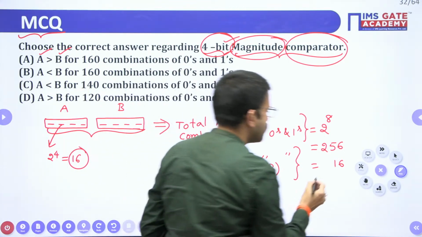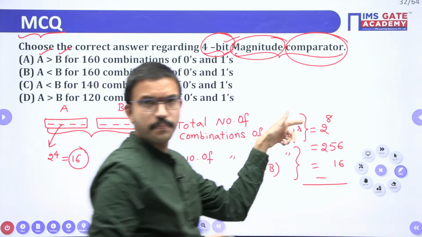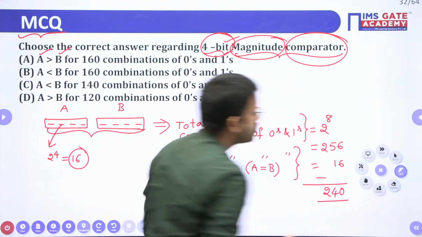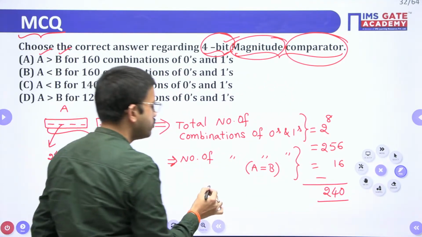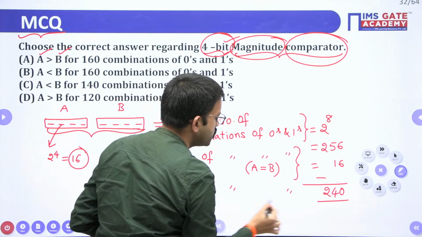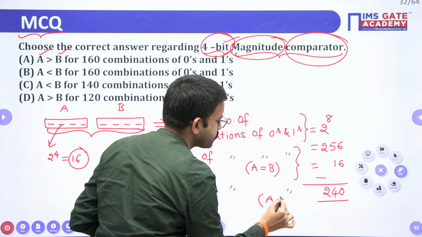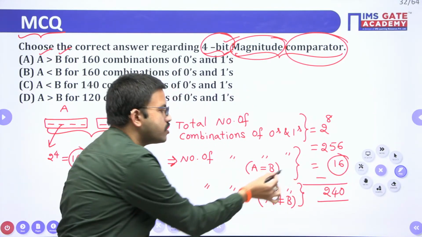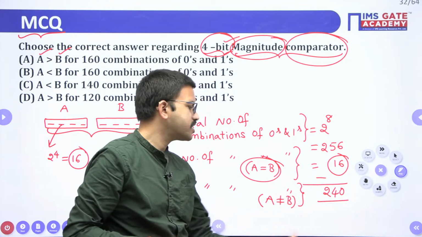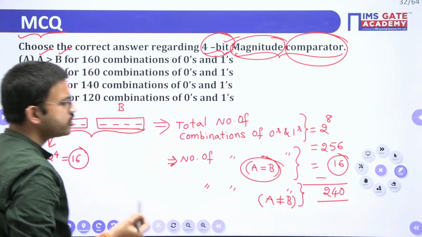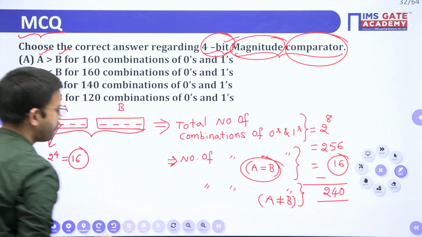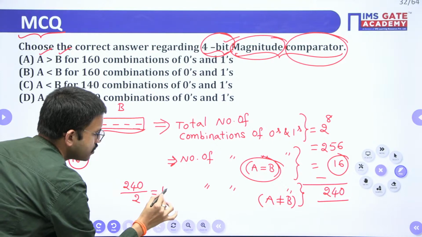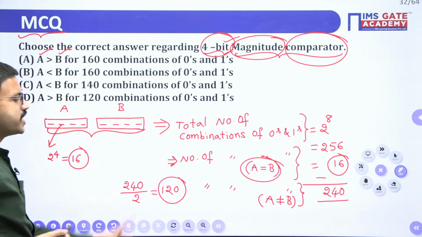Okay, right. So now if you subtract this number from the total, you will get 240. That means 240 combinations are what? A not equal to B. Number of combinations of zeros and ones for A not equal to B. See, if 16 combinations are related to A equal to B, that means the remaining 240 combinations correspond to A not equal to B. So now whatever number you got, just divide that number by 2. So you are getting 120, right?